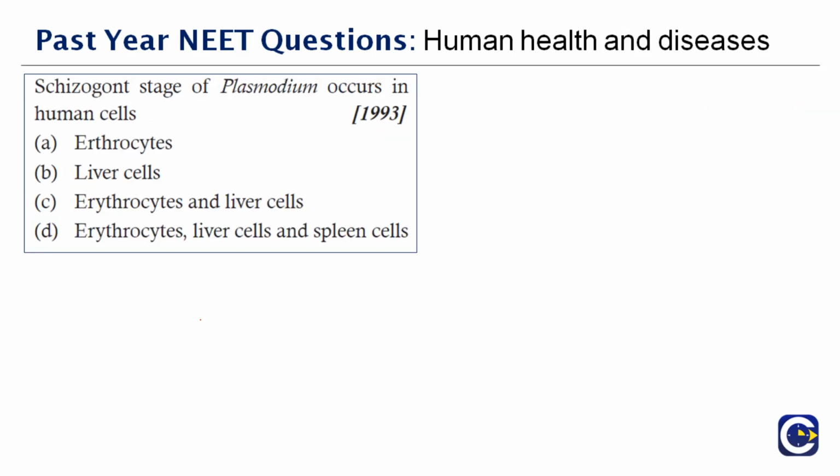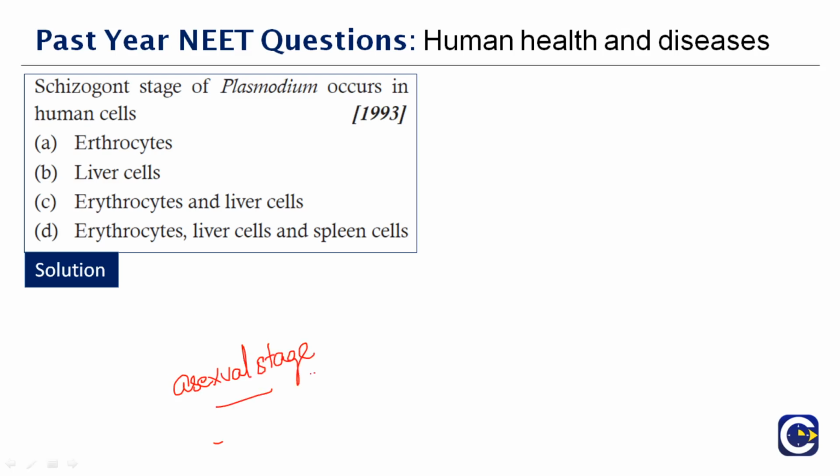Next question here. This question, which was asked in the year 1993: the schizogony stage of Plasmodium occurs in human cells. In which stage is it, or where is it? This is actually an asexual stage. What stage is it? It is an asexual stage.